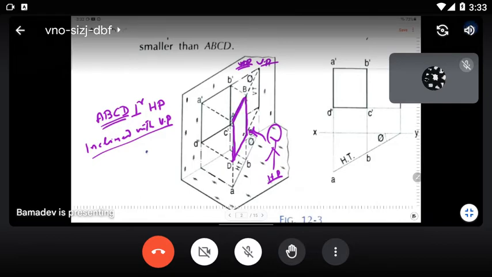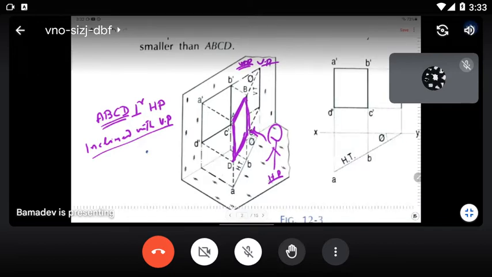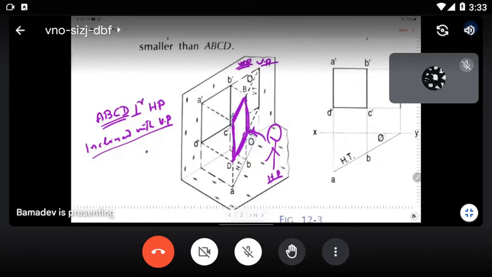This side is inclined, this side is inclined, so you cannot see the exact length. You don't know the exact length, so you cannot draw this line and this line. You can only draw this line and this line, so the complete front view you cannot draw. So what you will do here is draw the traces, the vertical trace as well as the horizontal trace.